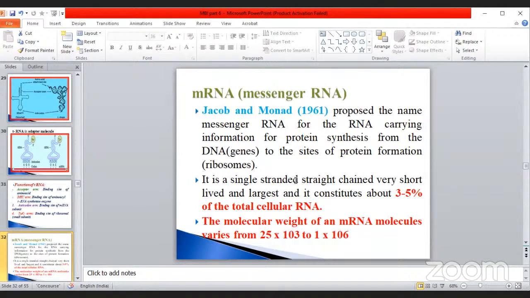Taking another example, heparin protein biosynthesis. That message is also carried by another mRNA. The same process is repeated for the synthesis of heparin protein.